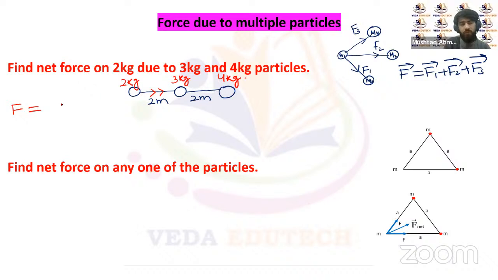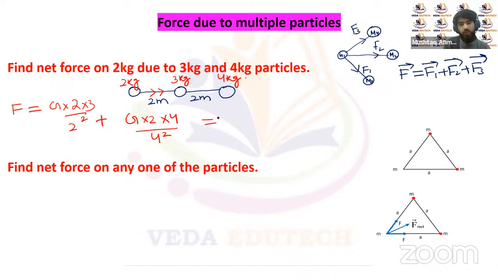So the net attractive force will be equal to, since both the forces are along the same direction, the addition of the two forces. So it will be equal to G m1 into m2, that's 2 into 3 upon 2 square, plus G 2 into 4 upon, now the distance is 4, that will be 4 square.